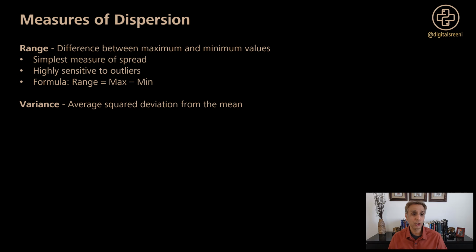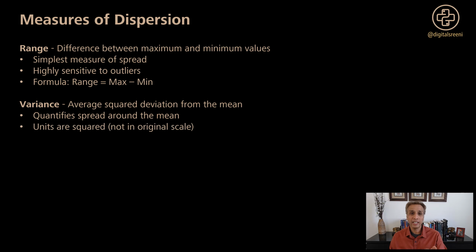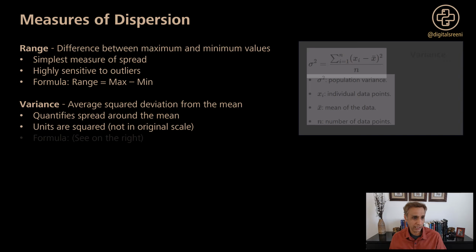And remember, it is the squared deviation, which means it's not in the original scale. So if your age is 25 to 75, the units are actually squared. We typically take the square root of that, which is called standard deviation. I'll get to that in a second.